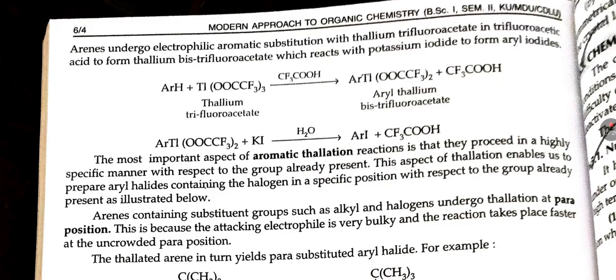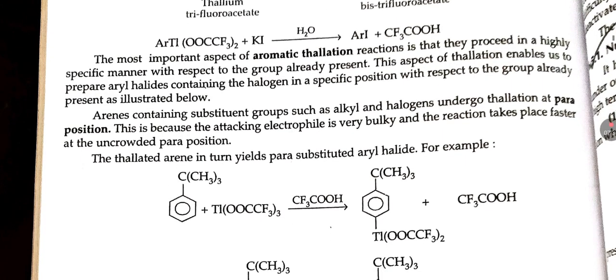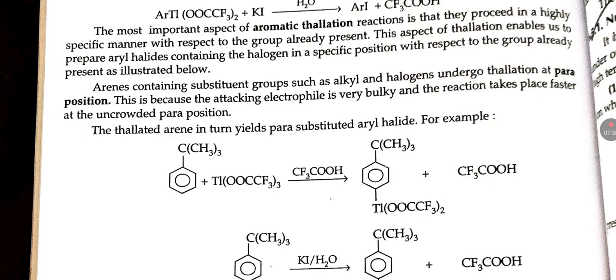The most important aspect of aromatic thallation reactions is that they proceed in a highly specific manner with respect to the group already present. This aspect of thallation enables us to prepare aryl halides containing the halogen in a specific position with respect to the group already present, as illustrated below. Arenes containing substituent groups such as alkyl and halogens undergo thallation at the para position.